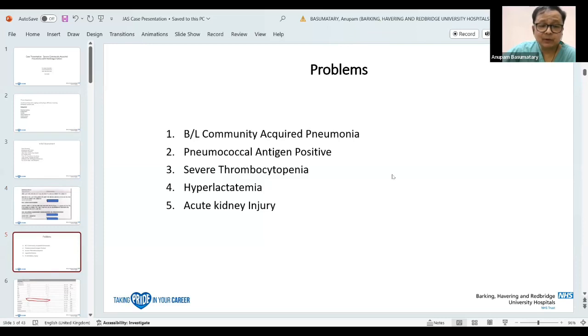He came back positive for pneumococcal antigen. I think this report didn't come at resus. It came later, but I've added it here so that I didn't miss it. But as you can see, he has gone into multi-organ failure with severe thrombocytopenia, hyperlipidemia, and acute kidney injury.